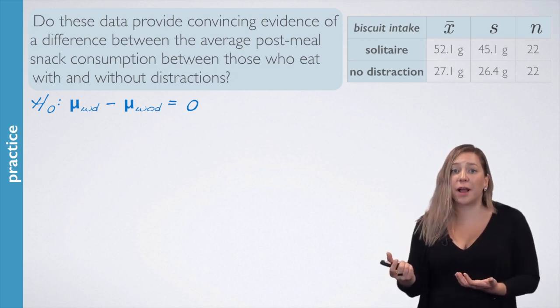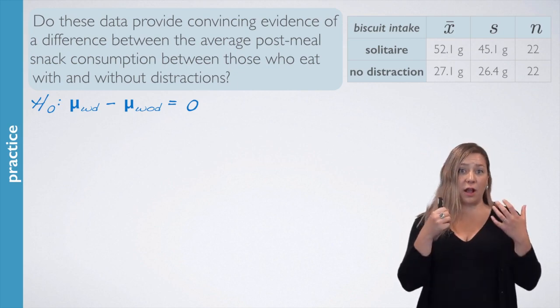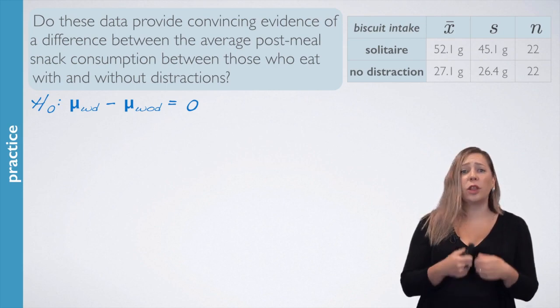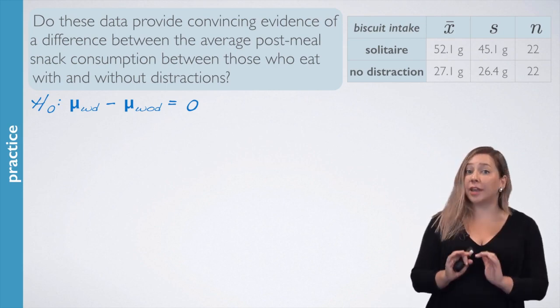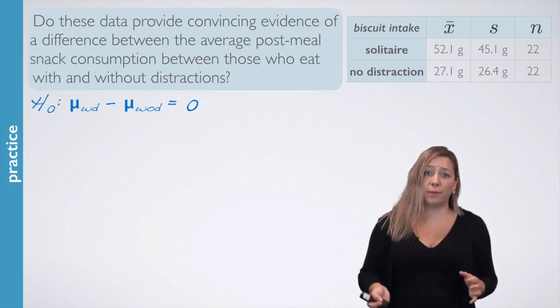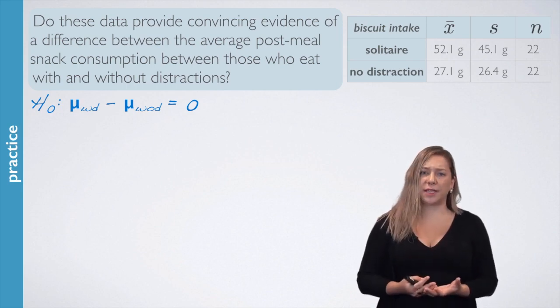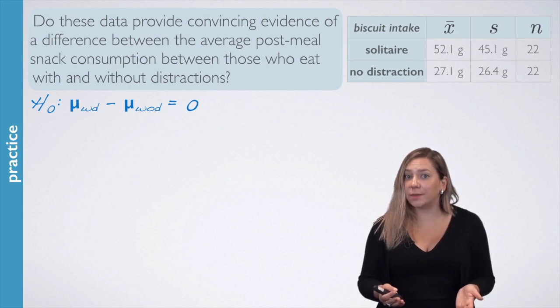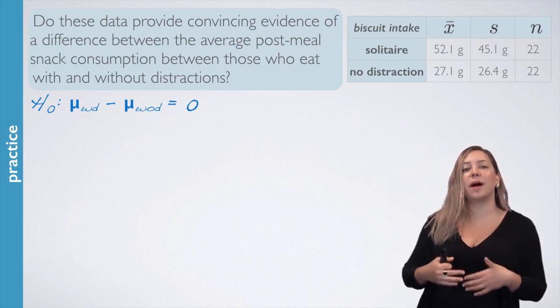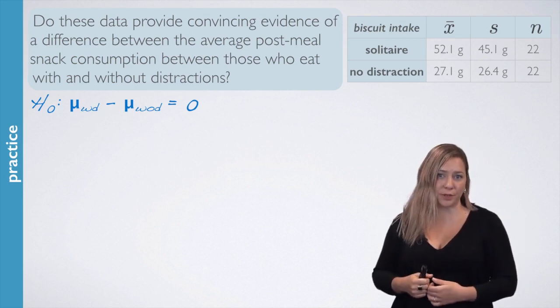Another way of thinking about this is that the two mu's from the two populations are equal to each other. Note that I'm using mu's and not x bars because the hypotheses are always about the populations and never about the samples. We already know the sample statistics. We don't need to hypothesize about them.